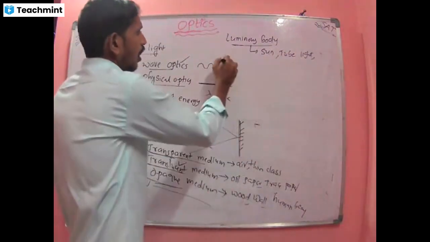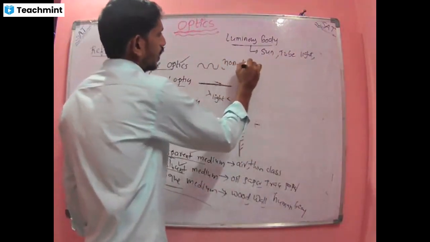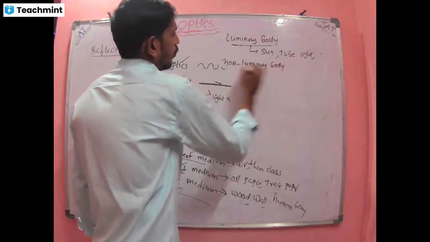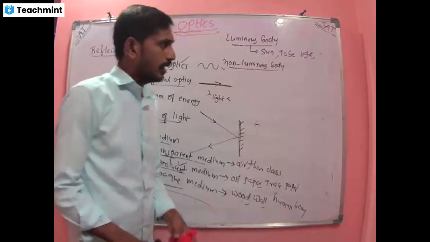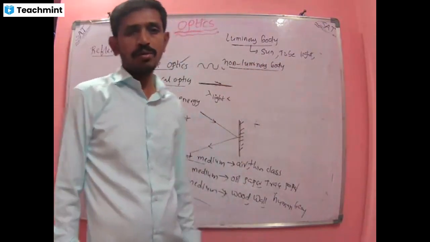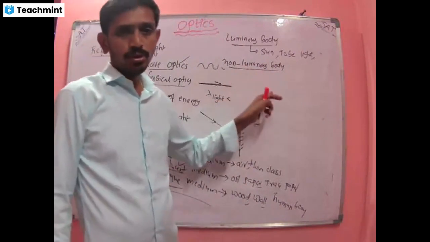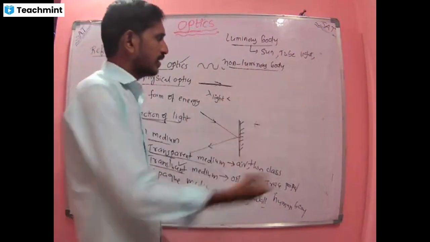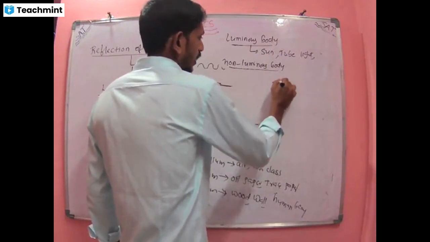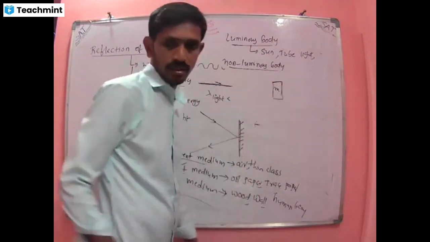Next, the non-luminous body. That means it doesn't give light by itself, but one important property it has is that it is able to reflect light. For example, any body which has mass.